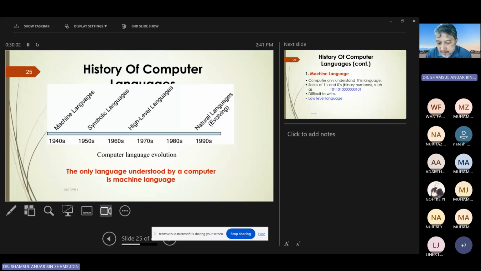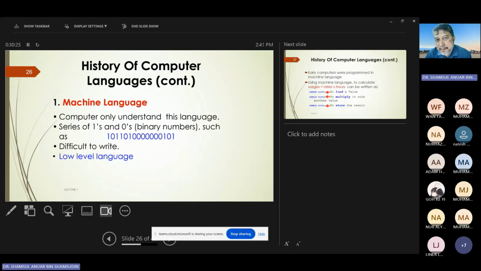Okay, the only language understood by computer is machine language. So it doesn't matter whether you use high-level natural language or AI nowadays, when it gets back to the computer, they will use machine language. That's the only language that the computer understands, zeros and ones.